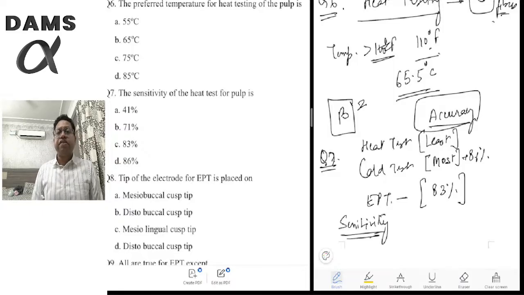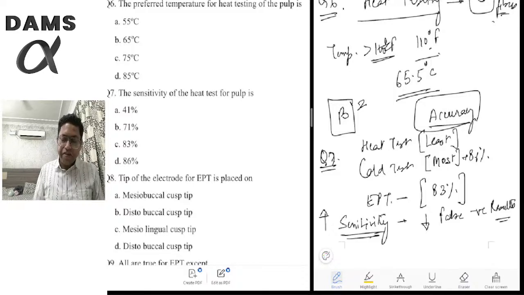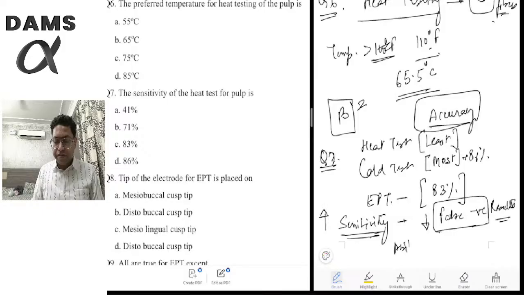There are 2 terms, specificity and sensitivity. Sensitivity means there is a low incidence of false negative results. A high sensitivity test has a low incidence of false negative results. On the other hand, a test with high specificity has a low incidence of false positive results. Low incidence of false negative results means it has the ability to find the disease.